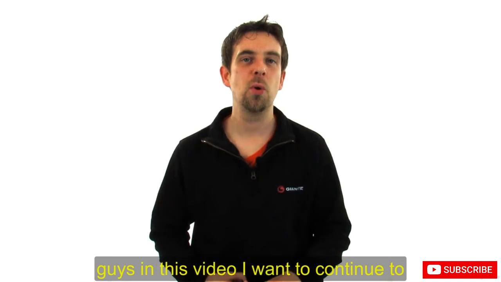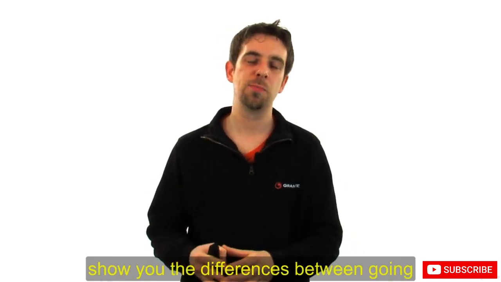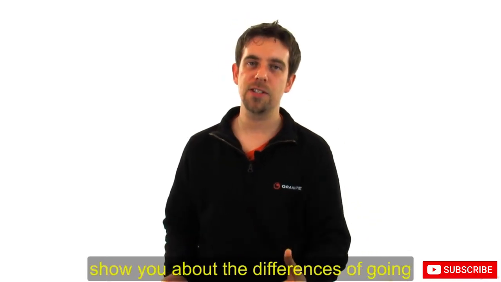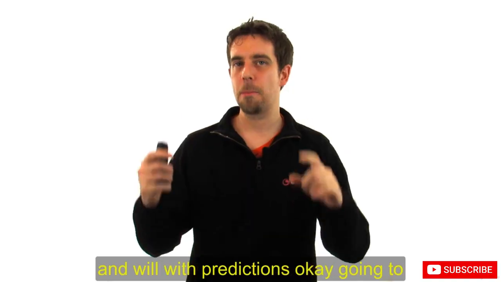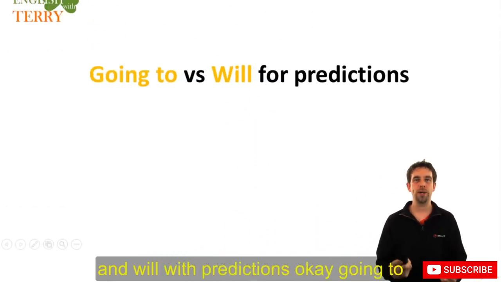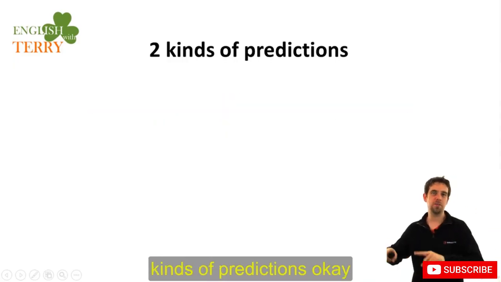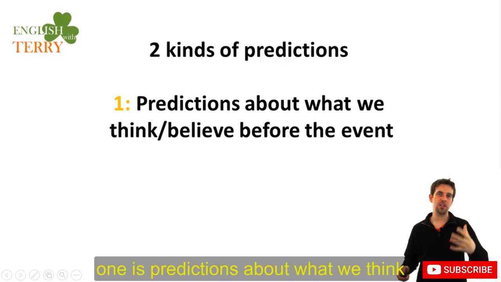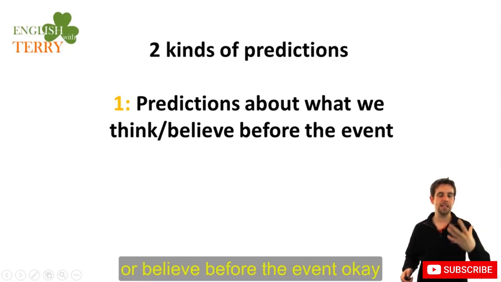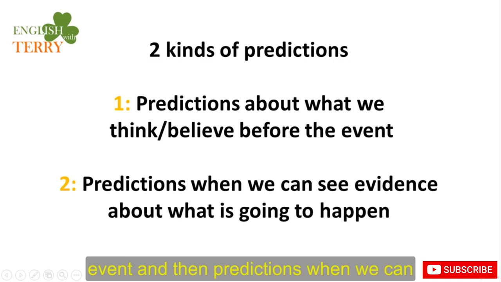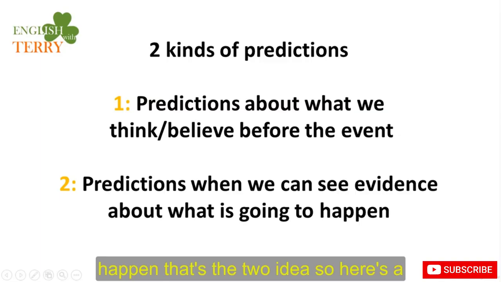Hey guys, in this video I want to continue to show you the differences between going to and will, but in this video I want to show you about the differences of going to and will with predictions, okay? Going to and will for predictions. We have two kinds of predictions, okay? One is predictions about what we think or believe before the event, and then predictions when we can see evidence about what is going to happen. That's the two ideas.